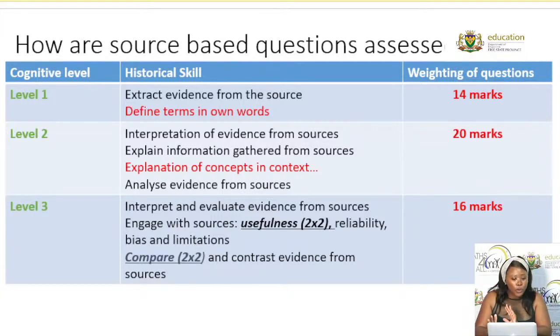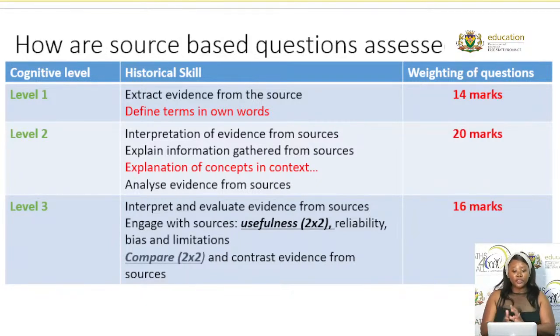And with level 2, this is where we get to see how well you know your content. You are not rewarded marks for taking the content as it is from the source. This is where you actually get to analyze this information. This is where you get to interpret this information and not paraphrase it as it comes from the source.